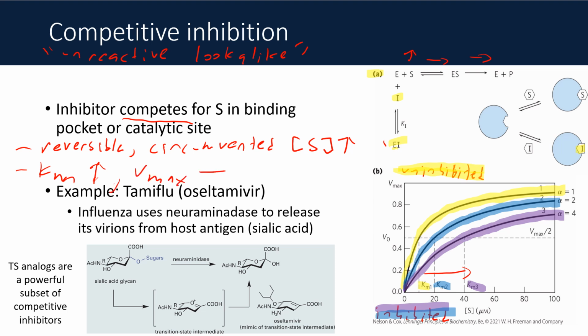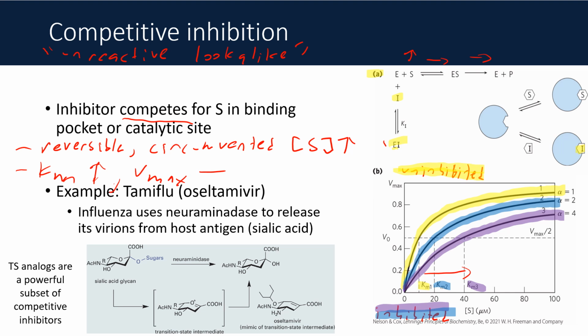Vmax is constant. Now, if you think about it, that makes total sense because once the enzyme finds the substrate, it has no problems proceeding and converting it into products. The challenging part is finding the substrate when you have these inhibitor decoys swimming about.